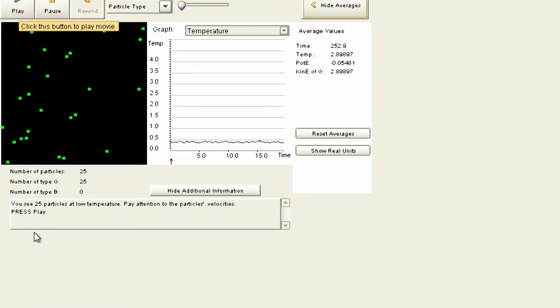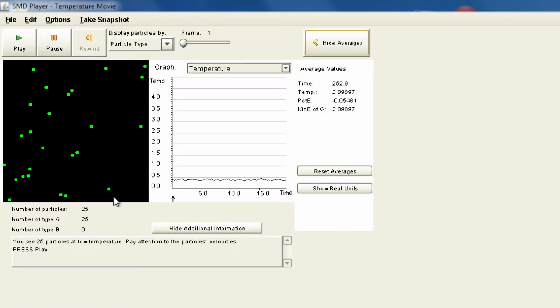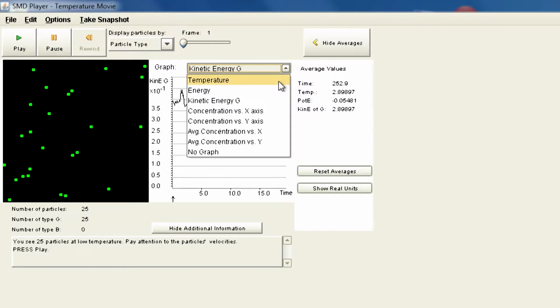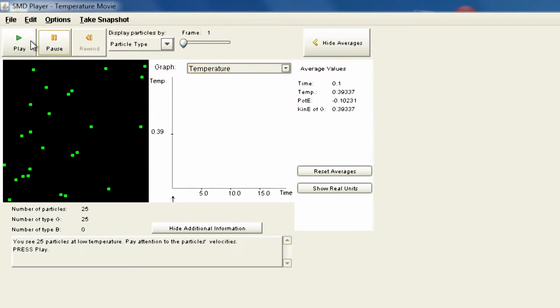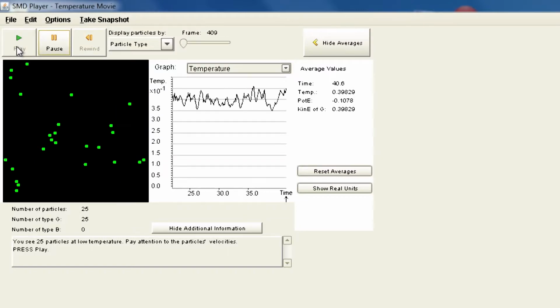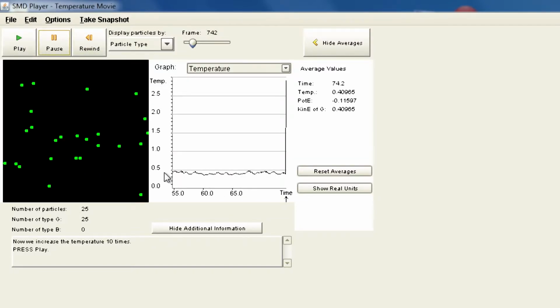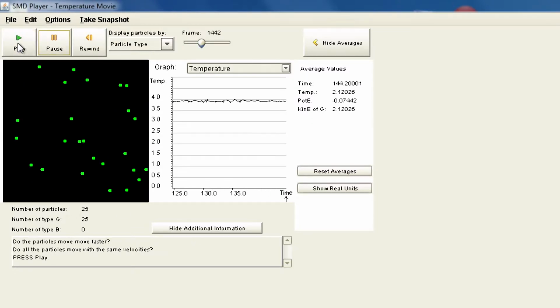So you see 25 particles, low temperature. Pay attention to the velocities. So you are looking at the velocities. Let's look at kinetic energy, and let's see temperature. So let's put some temperature first. We are going to start with a certain temperature, which is a low temperature. Now we are going to increase the temperature by 10 times. As you increase the temperature, you see that the kinetic energy has gone up.